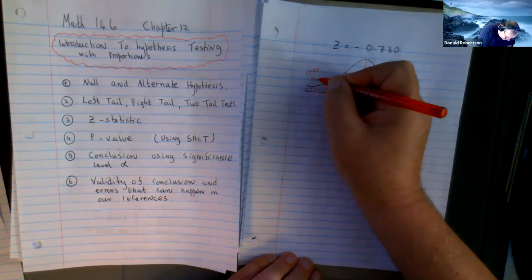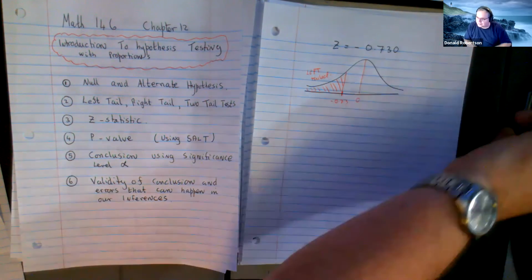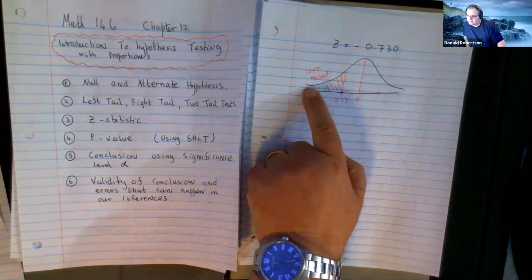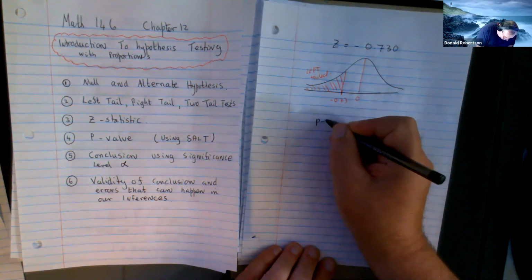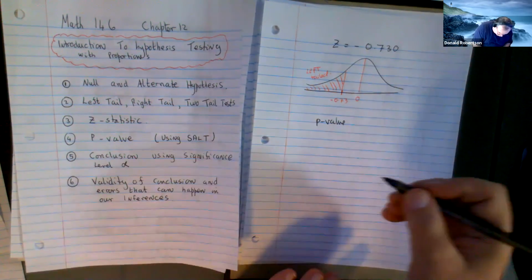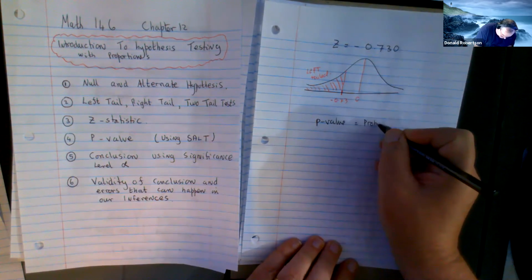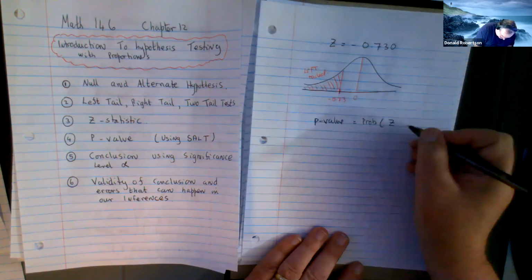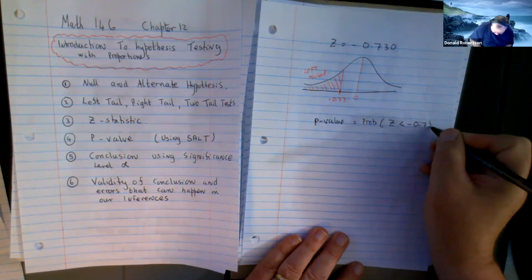Can you see why it's called a left tail test, which is why I knew I got my formula wrong? Isn't that the left-tailed, right? Now, the new thing called the p-value is this area. Typically, we're going to use SALT, and I will. It's the probability that you get a Z-score, in this case, less than negative 0.73.